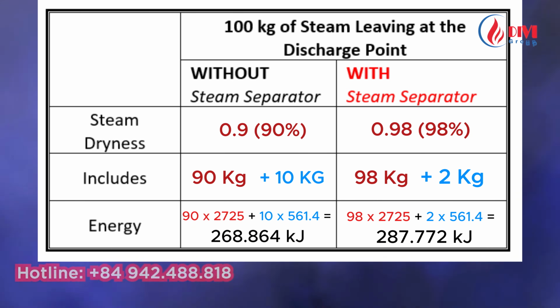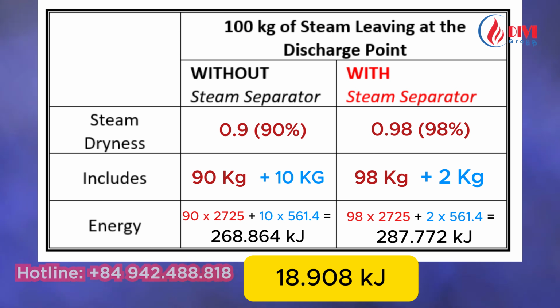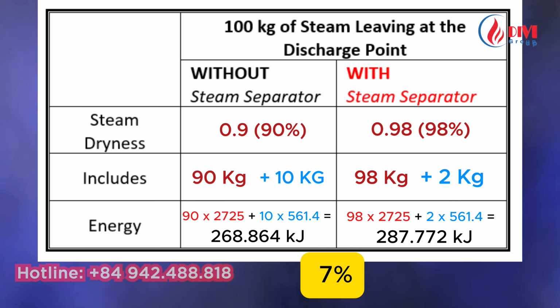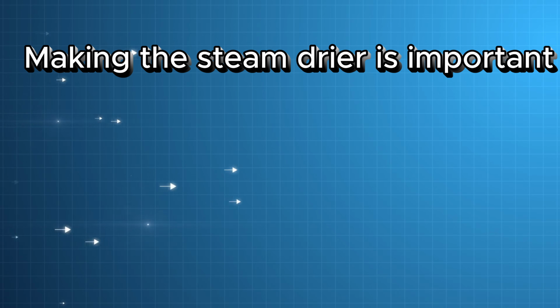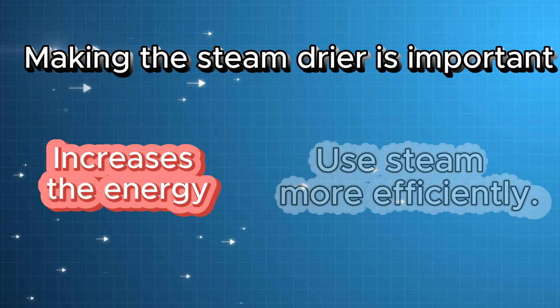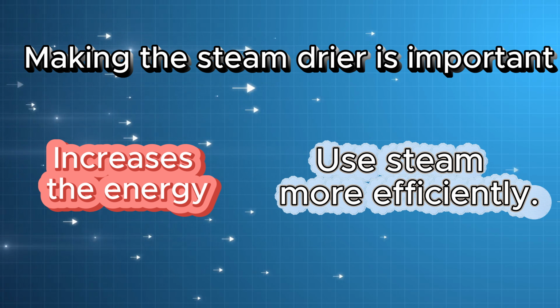Meanwhile, 100 kilograms of steam at the outlet with a steam separator has an energy content of 287,772 kilojoules. The energy difference between the two steam flows is 18,908 kilojoules, equivalent to a 7% increase in energy. In other words, an 8% increase in steam dryness results in about a 7% energy gain. For this reason, making the steam drier is extremely important. It increases the energy content of the steam and allows us to use steam much more efficiently.